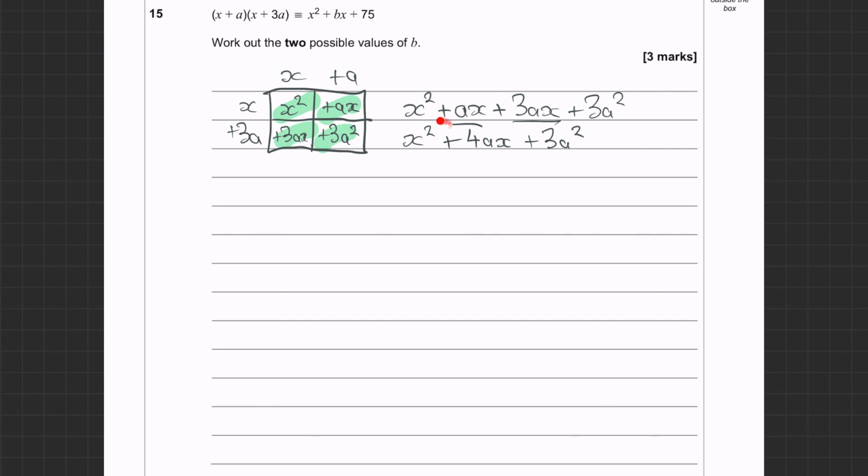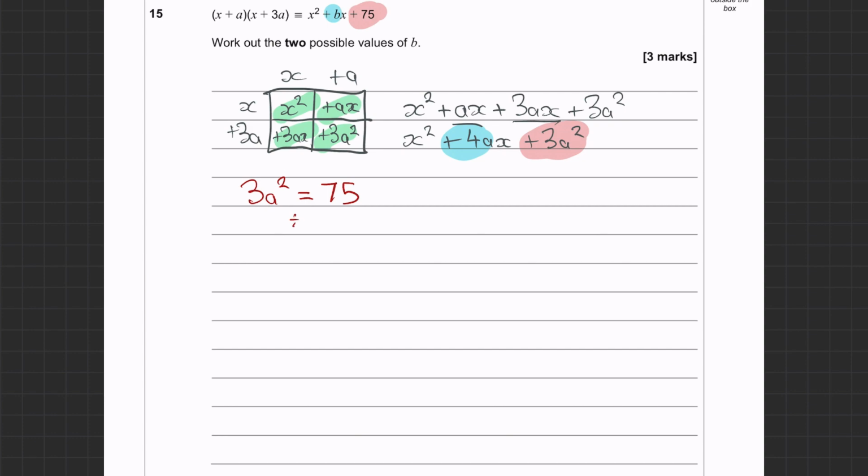Now we can compare this equation with this equation here. We know that plus 4a is going to be the same as b, and plus 3a squared is going to be the same as 75. Now we don't know the value of a currently, but we do know the value of 3a squared, because 3a squared is equal to 75. So all we need to do here is solve for a.